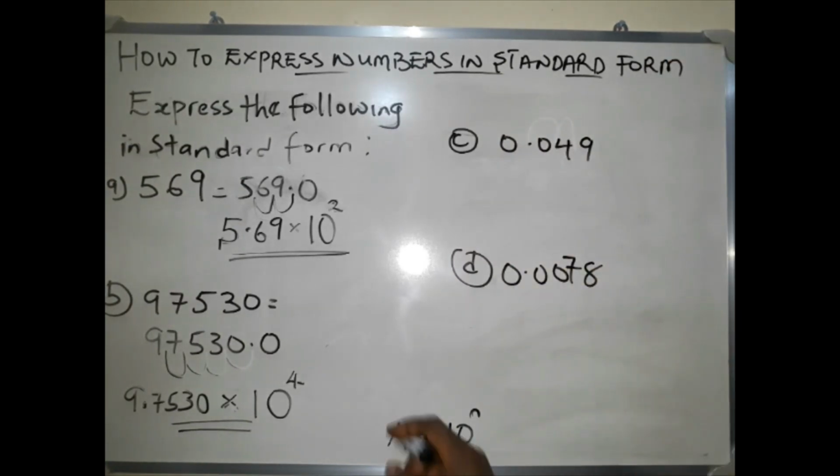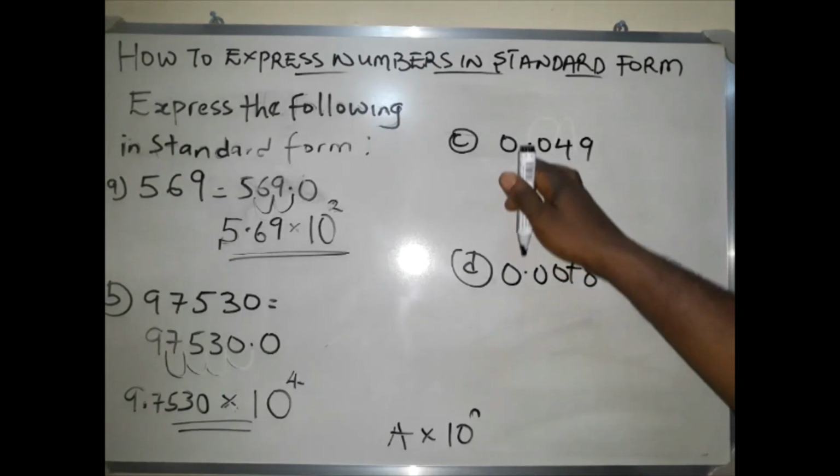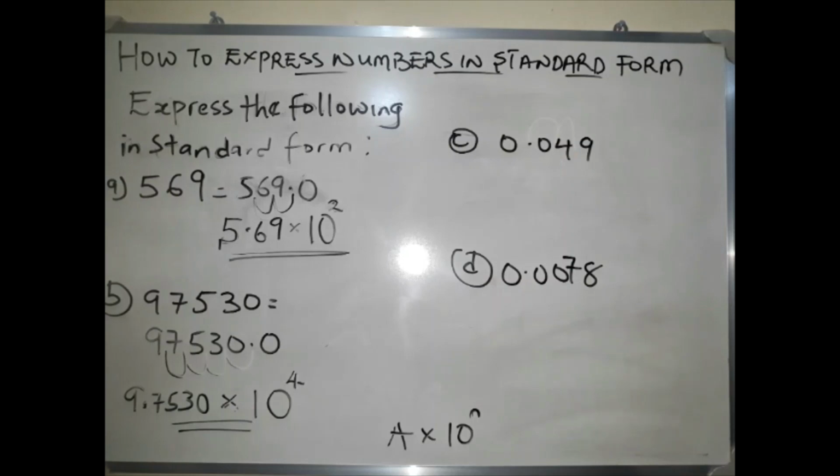Remember, we said that our a must be in a range between 1 and 10. But what we have here on the board is less than 1. So we're going to have to do the same thing we did here, which is move the decimal point in its particular direction so that we can get a value which is between 1 and 10. But in this case, instead of moving it to the left, we're going to move it to the right.